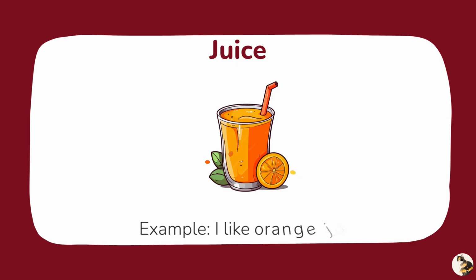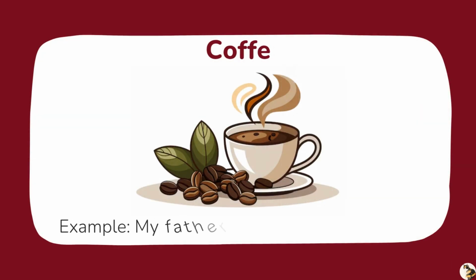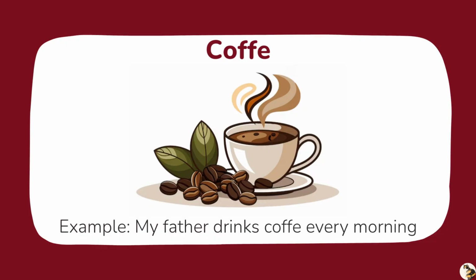Juice. Juice is a sweet drink made from fruit. I like orange juice. Or you can say I like strawberry juice. Coffee. Coffee is a hot drink. Example, my father drinks coffee every morning. Or my sister drinks coffee twice a week.